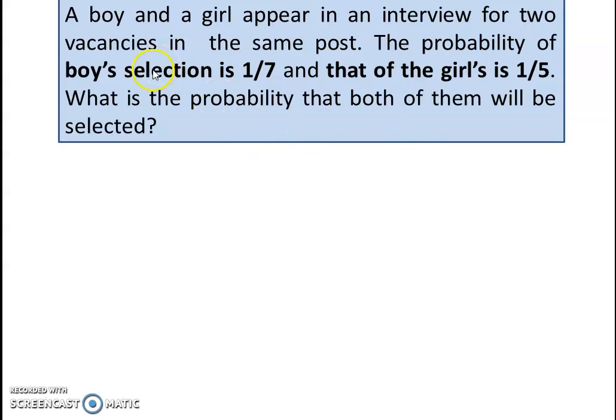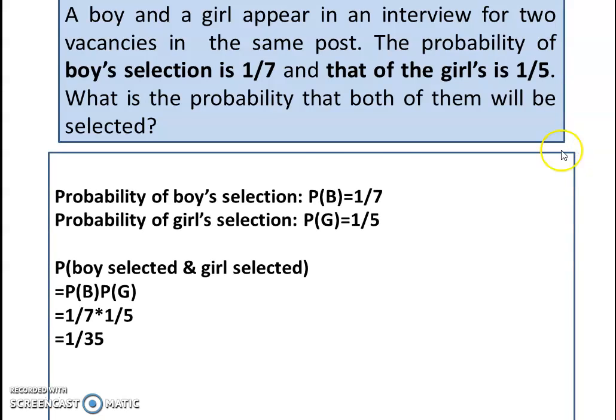Next we have the same question, but now we need to find the probability that both of them will be selected, right? So here the probability of boy selection is given as 1 upon 7, and the probability of girl selection is given as 1 upon 5. So the probability that the boy is selected and the girl is also selected will be, we will multiply 1 upon 7 and 1 upon 5, and it is equal to 1 upon 35. So 1 upon 35 is the required probability.